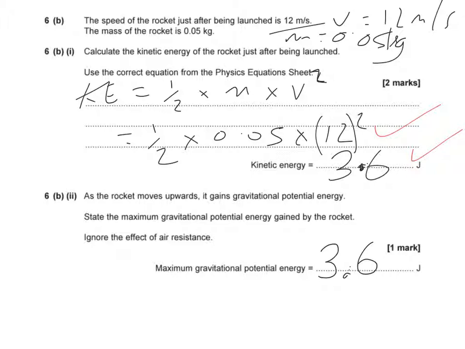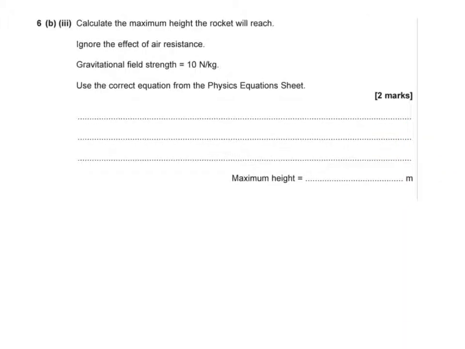Okay, if you get the first part of the question wrong, you want your answer written here to be the same as the one above, and you get that mark. The next part of the question says calculate the maximum height the rocket will reach, ignore the effects of air resistance, and it gives you that gravitational field strength is 10 newtons per kilogram.